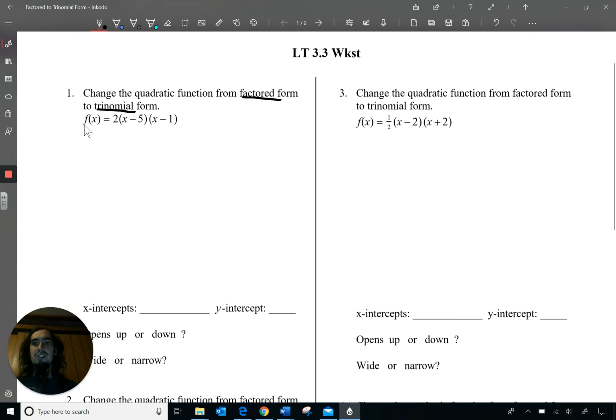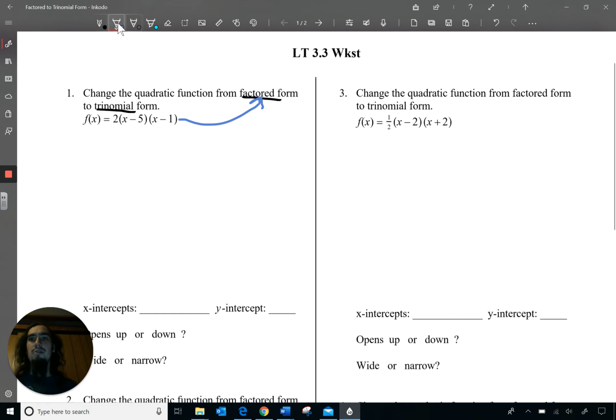We're given the function f of x equals 2 times (x minus 5)(x minus 1). Hopefully you recognize this as being in factored form. And we're going to change the quadratic function from factored form into trinomial form. Trinomial form is the one where it says ax squared plus bx plus c. So we're just going to expand it out into all the trinomials.